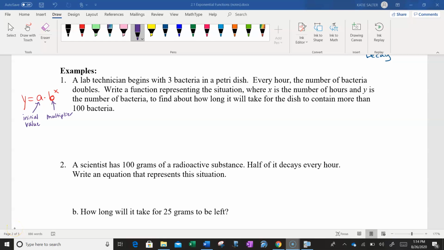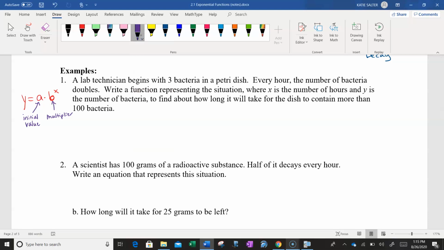Okay, in part 2 of our exponential functions lesson, we're going to start with some modeling. So our first example says a lab technician begins with 3 bacteria in a petri dish. Every hour, the number of bacteria doubles. Write a function representing the situation where x is the number of hours and y is the number of bacteria, to find out how long it will take for the dish to contain more than 100 bacteria.